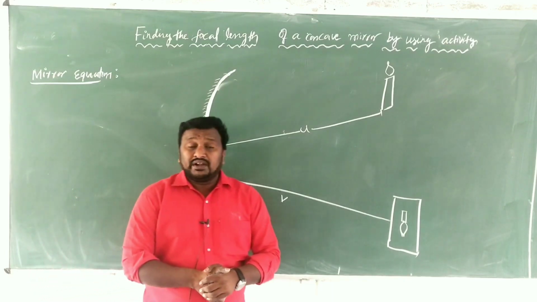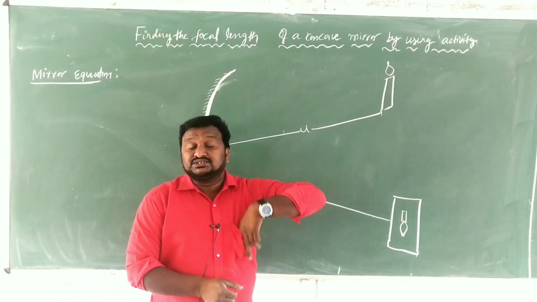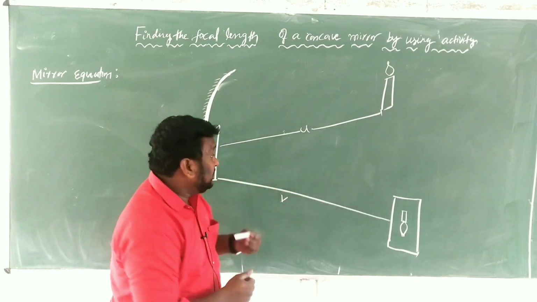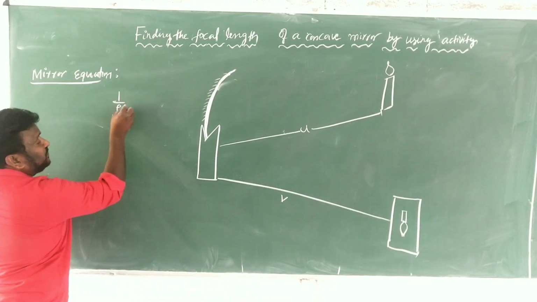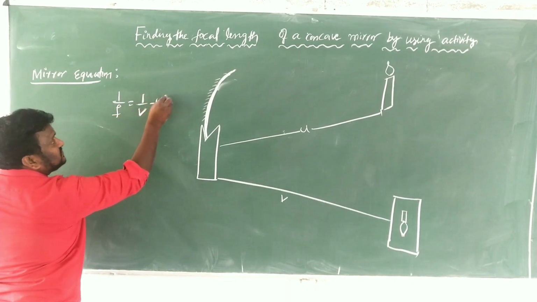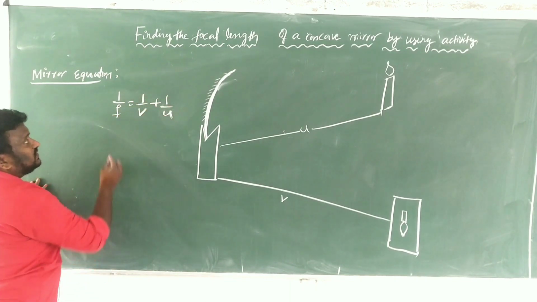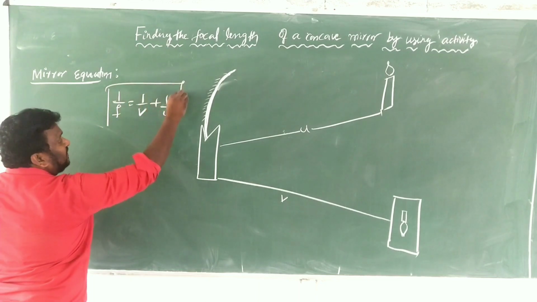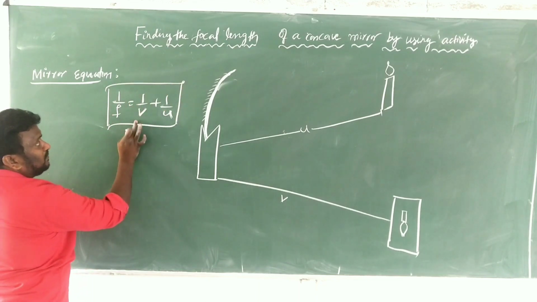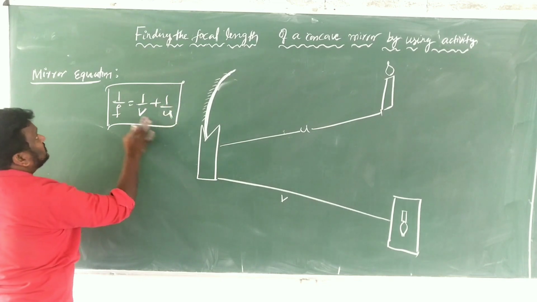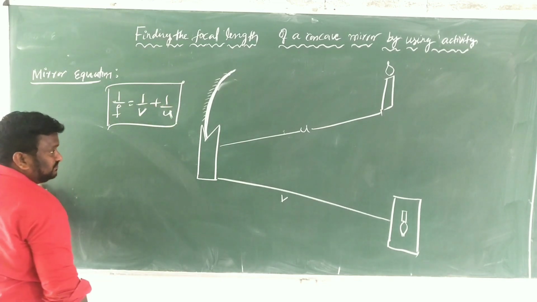Children, what is a mirror equation? The mirror equation is represented by the equation 1 by f is equal to 1 by v plus 1 by u. This is called the mirror equation. 1 by f is equal to 1 by v plus 1 by u, that is called the mirror equation.